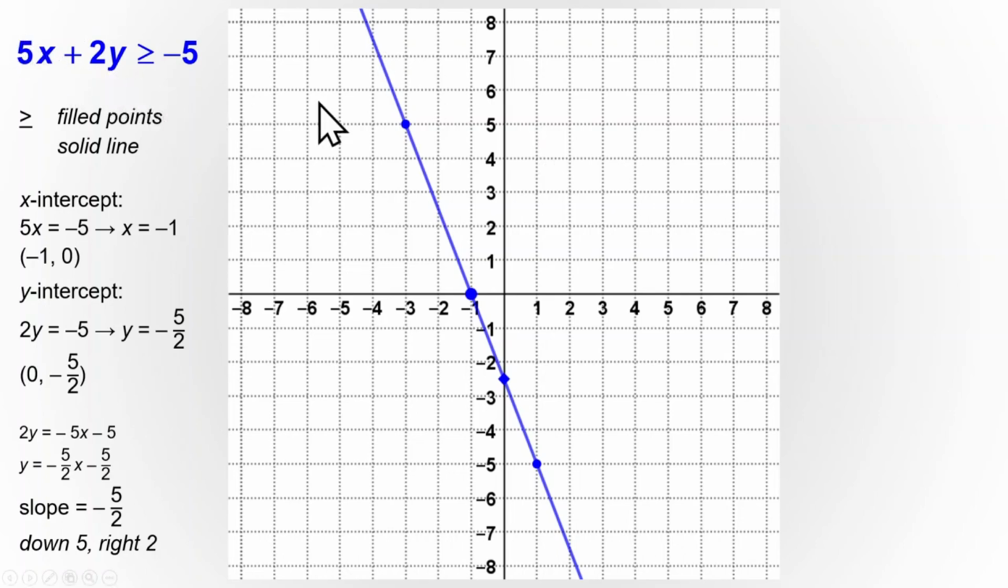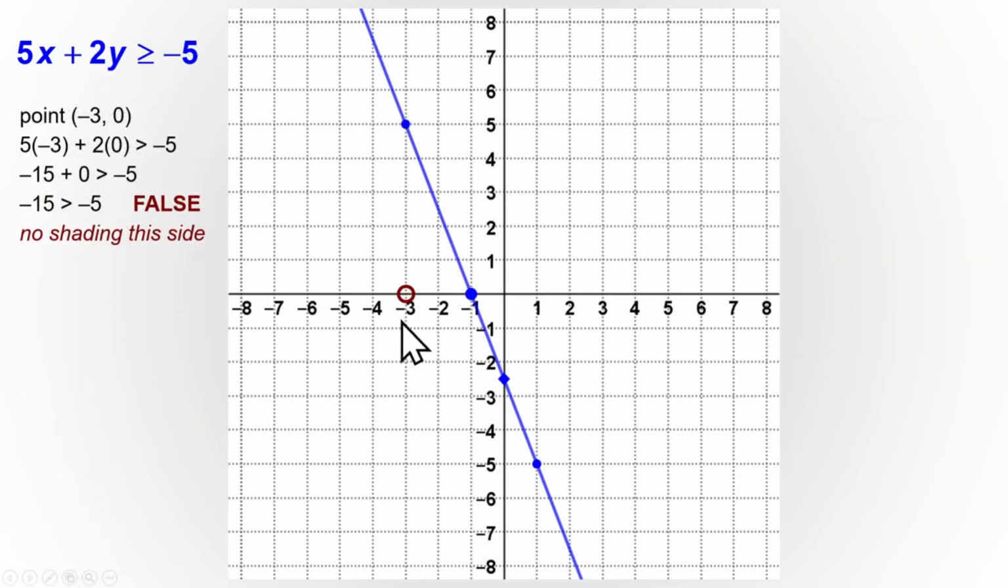You still have to go pick points on opposite sides. So in this case, what I chose is (negative 3, 0). Because if I plug negative 3 into here, that's negative 15. I plug 0 into here, that's 0. And negative 15 is not greater than negative 5. That is a false statement.